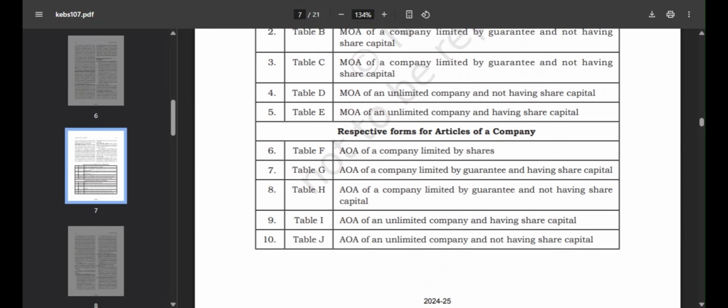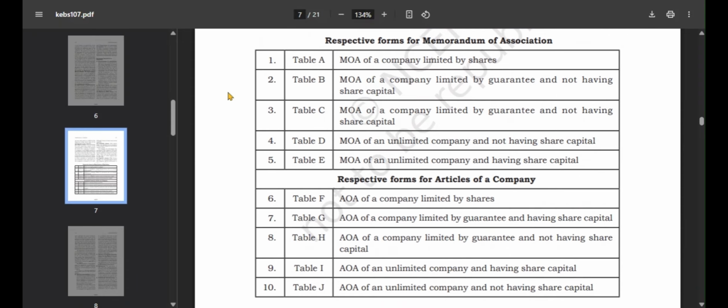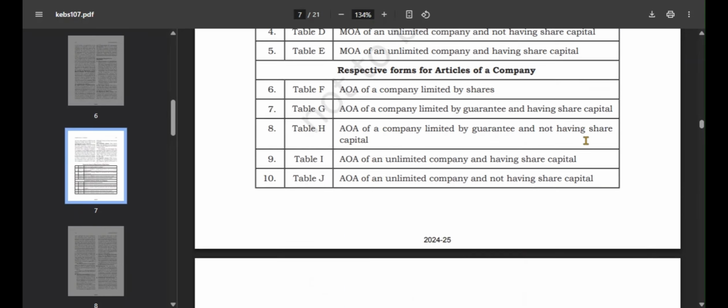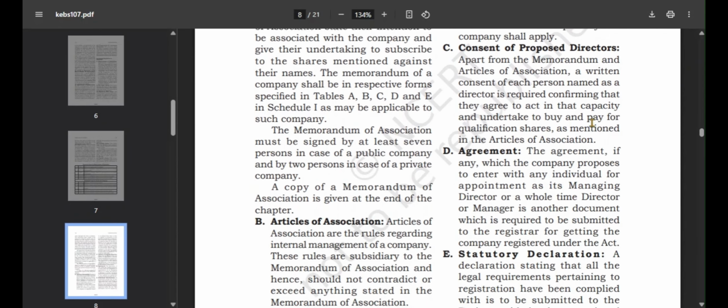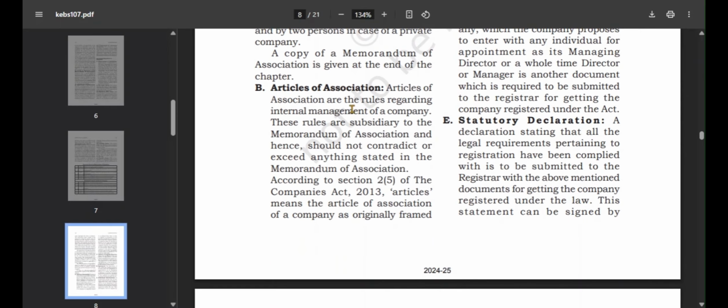Maximum capital. This table that you see, these two tables, this is not coming. Then they have given you an example over here as well. The example is not that important, you can read it. Then you have your articles. Then you have your next document that is required to be submitted. It is articles of association.